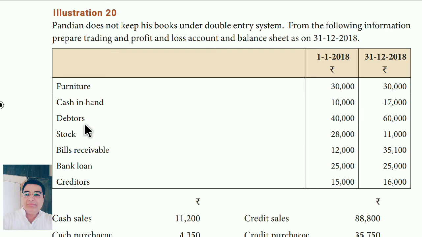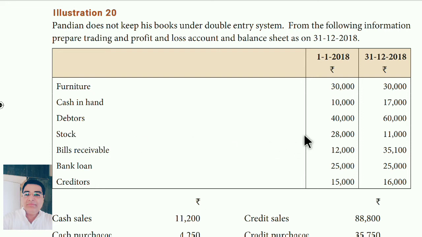If we have to prepare, then we have to write in debtors account opening date brought down, closing date carried down. Same way creditors account opening date brought down, closing date carried down. But here we already got the credit sales and credit purchase. To find out credit sales and credit purchase only, we prepare the debtors and creditors. But in this sum it has already been given, so no need to prepare debtors and creditors. So now what we have to do, we have to see stock. We have to remember stock.